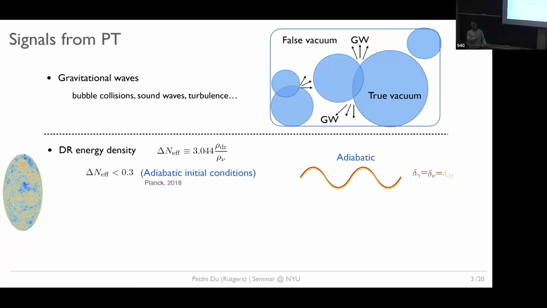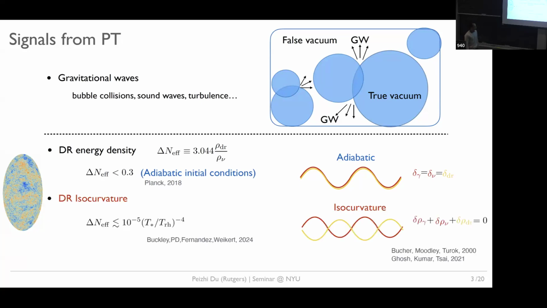So that's called adiabatic initial conditions. And that's actually a natural consequence of inflationary models, because the source of these primordial perturbations is the inflaton fluctuations, and they come from the same source. That's why they are the same or correlated, and that is why it's called adiabatic.